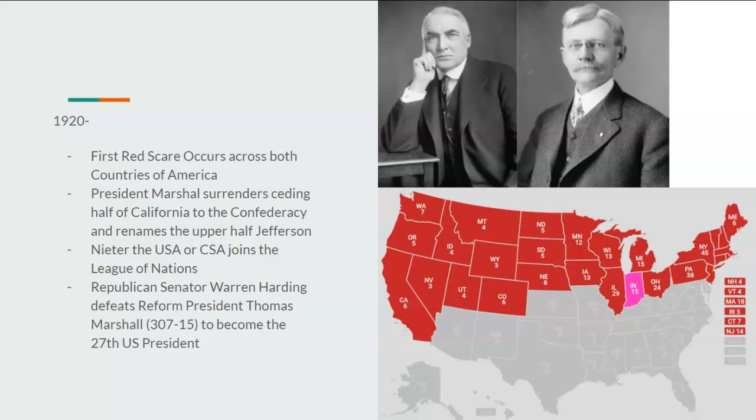1920, the first Red Scare occurs across both countries of America. President Marshall surrenders, ceding half of California to the Confederacy, and renames the upper half of California Jefferson. The state of Jefferson is now a thing.